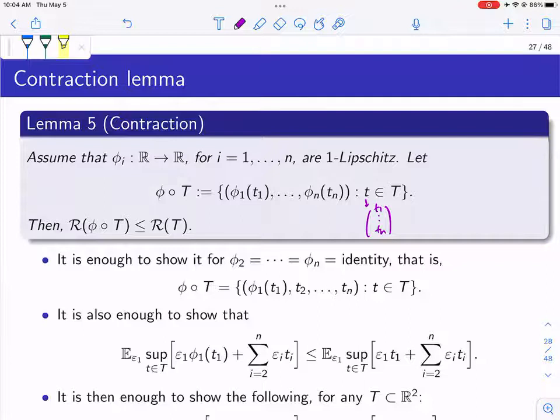Okay, is the statement clear? It's very useful when dealing with loss classes because you get the composition, and if the loss is Lipschitz, you can basically just ignore the loss. So it's enough to show this for the case where all of these phi's are identity except the first one, because then I can recursively apply it. The one with everything is bounded by the one that just peels off one, and then the rest the same, and by symmetry it doesn't matter which element it is on. So just convince yourself that it's good enough to show it for this case.